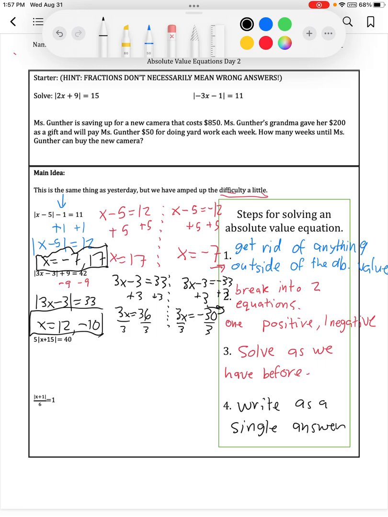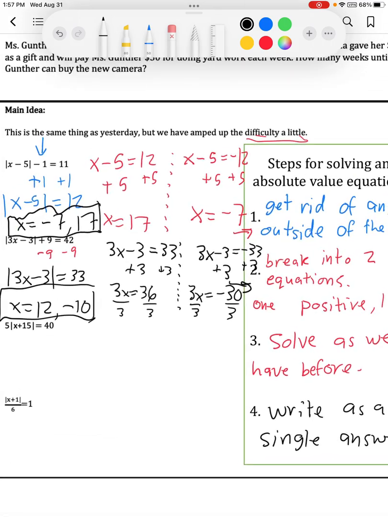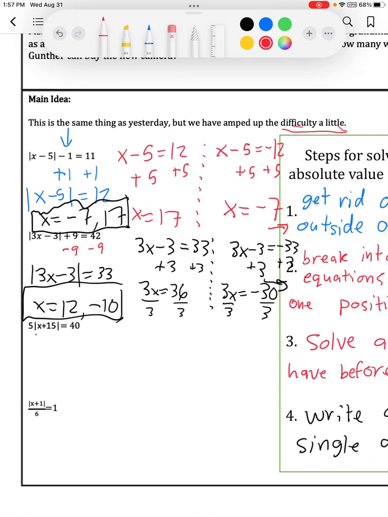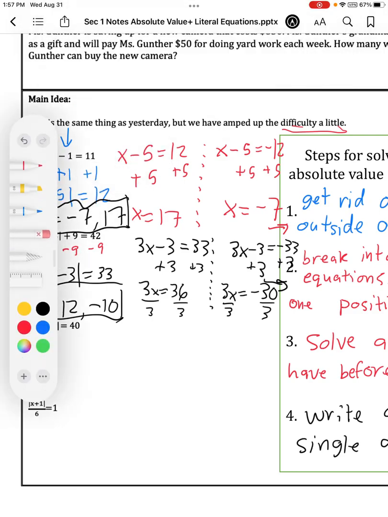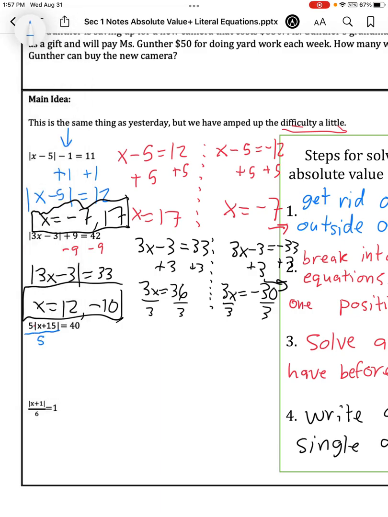Let's keep going. We have 5 times the absolute value of x plus 15 is equal to 40. Now, this is kind of a confusing bit of notation. A lot of students are going to find this a little hard to just look at and know what it's talking about. In this case, there's an implied multiplication right there. And so what's the opposite of multiplication? Division. So let's go ahead and divide each side by 5. And that'll give us the absolute value of x plus 15 is equal to 8.